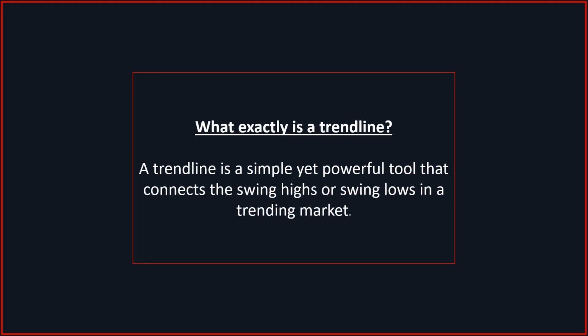So first things first, what exactly is a trend line? A trend line is a simple yet powerful tool that connects the swing highs or swing lows in a trending market. Think of it as your trading GPS. It shows you the market's direction, helps you identify key price levels, and gives you a visual guide to potential areas of support and resistance.